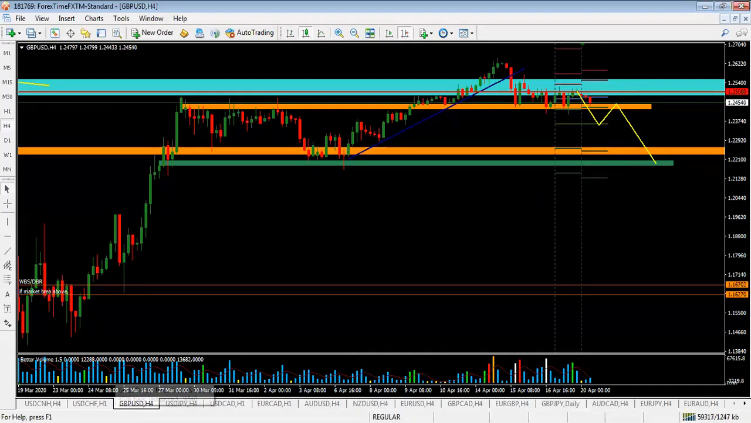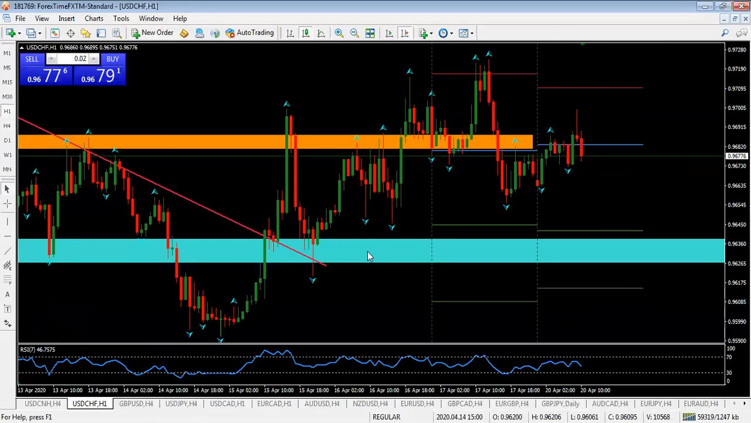All right. So let's go down to the USD CHF. USD CHF is still within a buy zone. We are still around the buy zone, and we can still have a buy inside of this area. Why can we have a buy inside of this area here? Because looking at the fractal, we have it that this was a low.